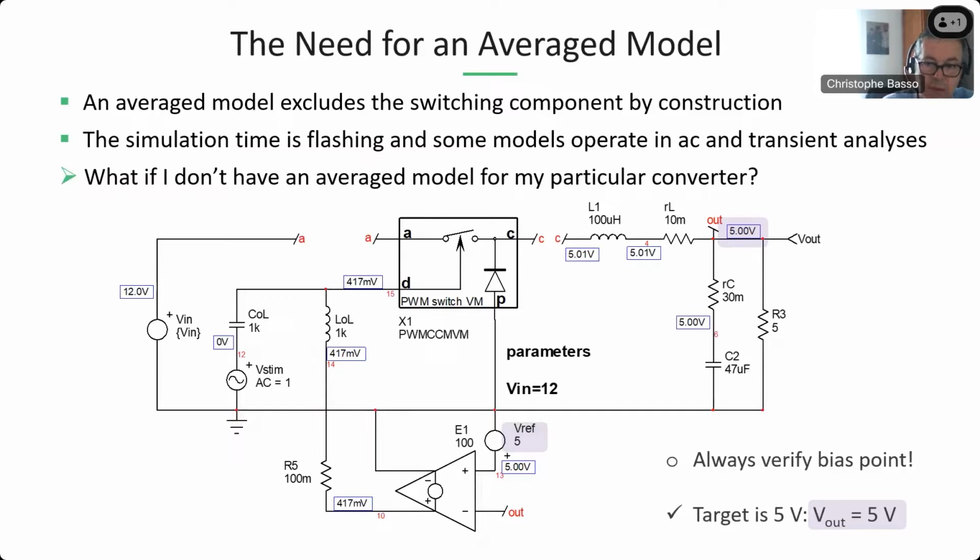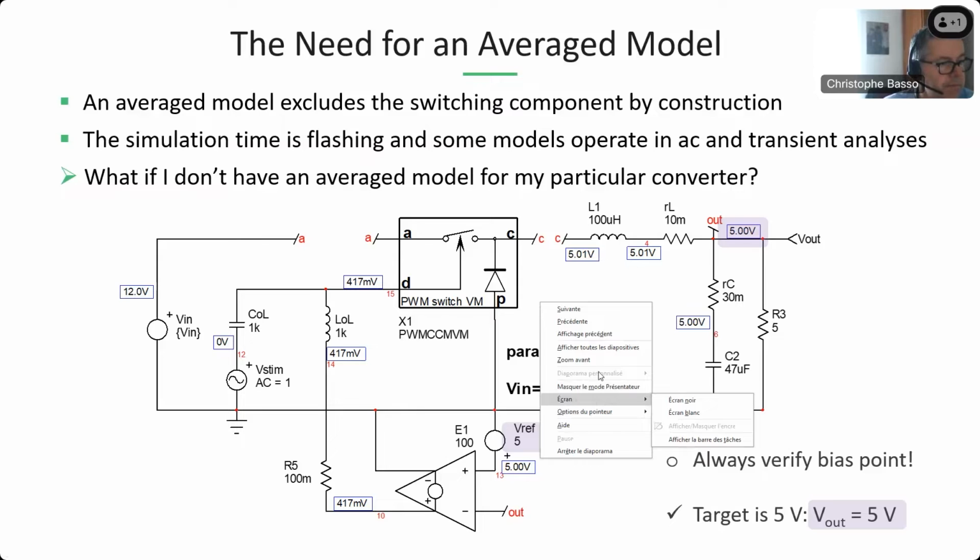In this example, and that's always what we start with when we think about a compensation strategy, we want what we call the control to output transfer function of the buck converter. So it means if I apply a stimulus at the control input, and let me start the pointer.